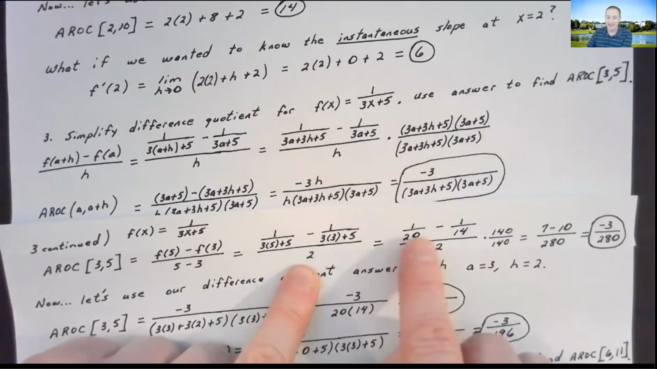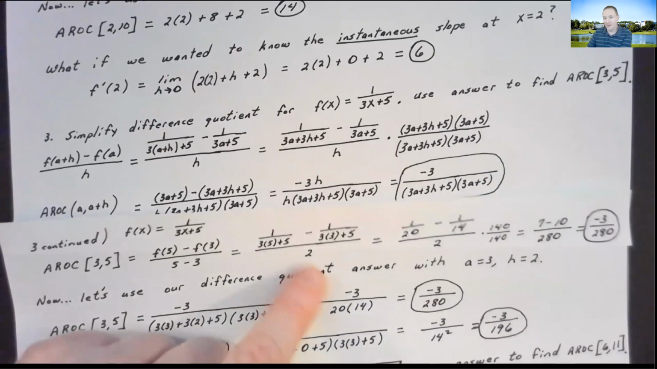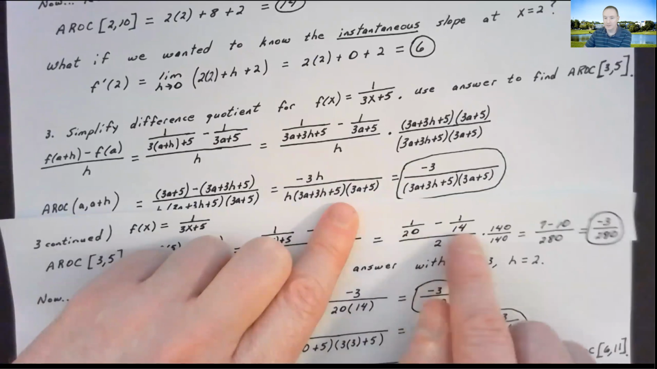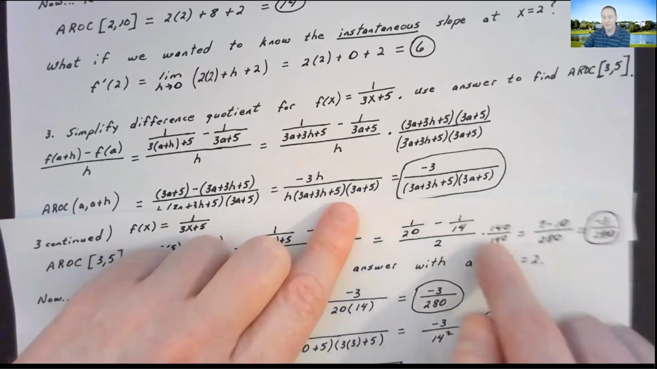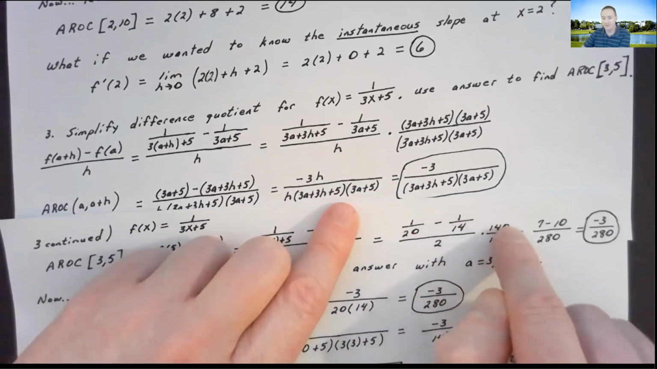So now I take that numerator, 1 over 20 minus 1 over 14, over 2. And what I did here is I found the least common multiple of these two. I could say, well, they both go into 140. So if I multiply by 140 over 140, it's going to get rid of these fractions inside the fraction.